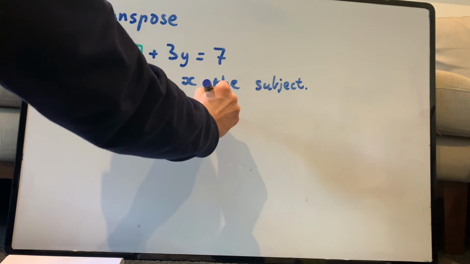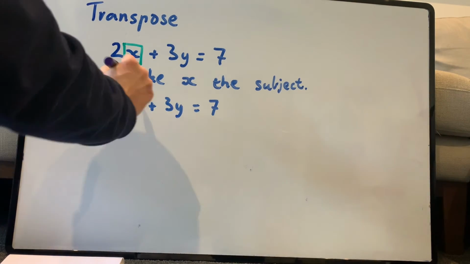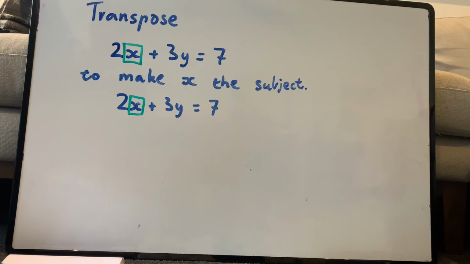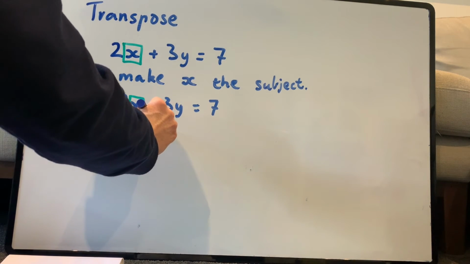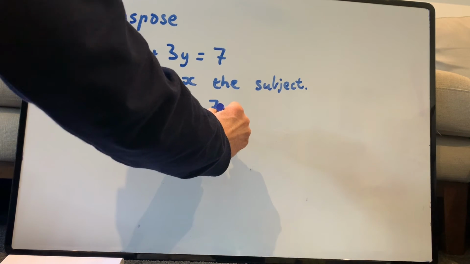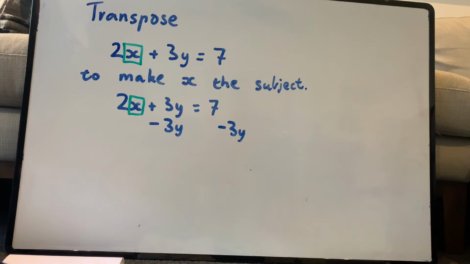Rewriting the equation here, this is the one we want. And we're going to go outside in. I'm going to subtract 3y from here, and the same from the other side. Because of what, Leon?